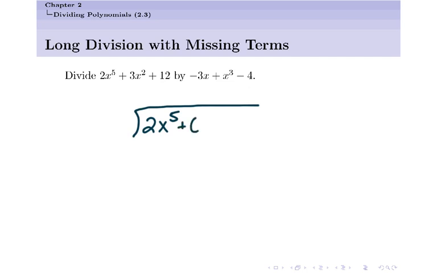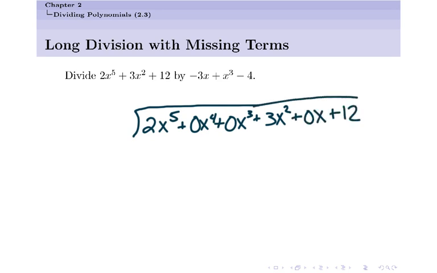Plus, I'm missing x to the 4th. I'm missing x to the 3rd. X squared. I'm missing 0x. I'm missing my linear term. So I like to do a quick double check at the end. 5, 4, 3, 2, 1, 0. That helps me make sure I have all the missing terms accounted for.